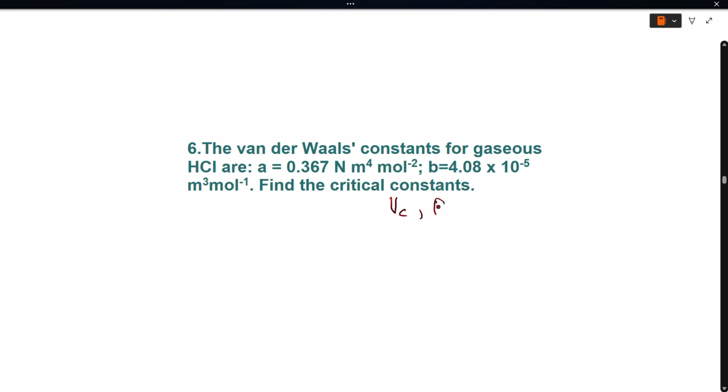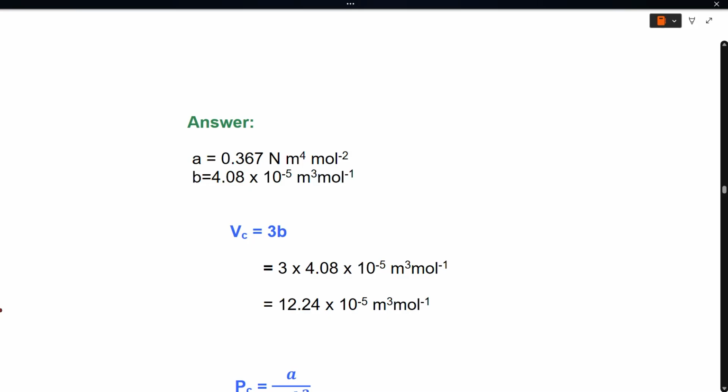Vc, Pc and Tc. We know the relation between the critical constants and van der Waals constants, and using that you can derive the critical constants. Okay. These are the data given. A is equal to 0.367 newton meter raised to 4 mole raised to minus 2, B is equal to 4.08 into 10 to the power minus 5 meter cube mole inverse.